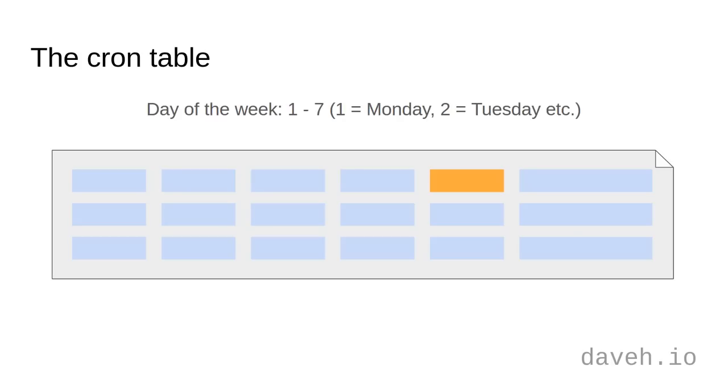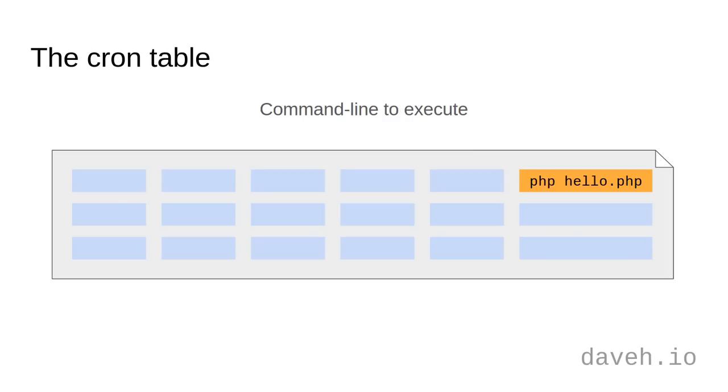The fifth field specifies the day of the week. It's a value from 1 to 7, with 1 being Monday, 2 being Tuesday, and so on. For example 5 to run it on a Friday. And finally, the sixth field specifies the command to run. So this entry says, run this command at 2:30 in the afternoon on the 21st of August and on every Friday.